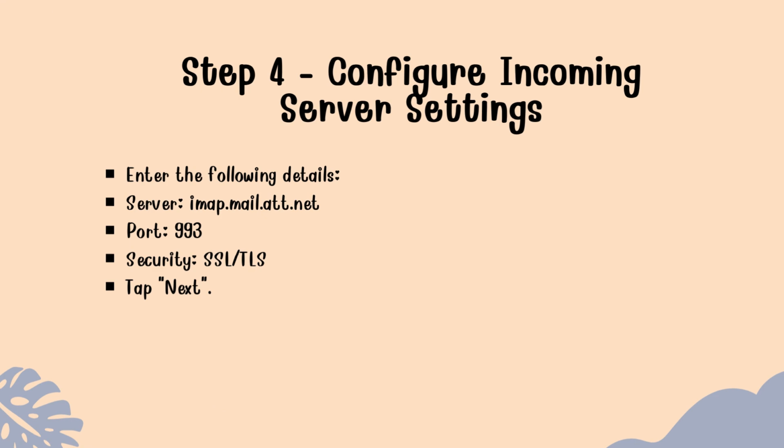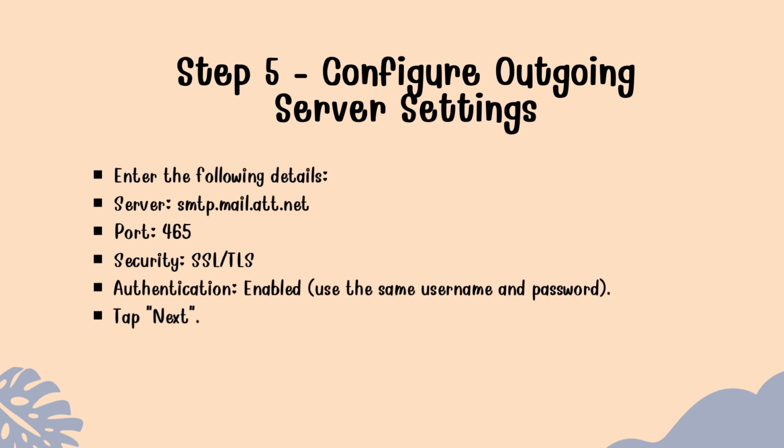Tap Next. Step 4. Configure incoming server settings. Enter the following details. Server, imap.mail.it.net. Port, 993. Security, SSL/TLS.